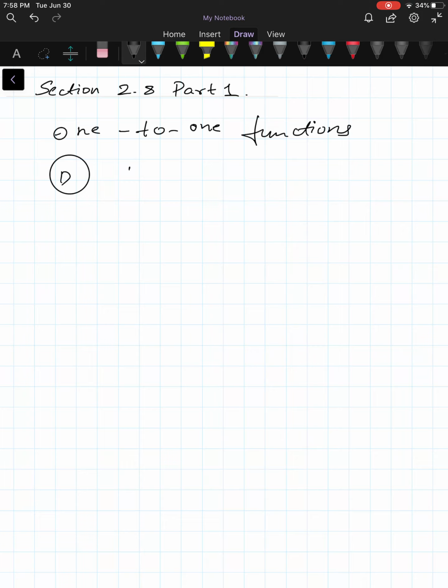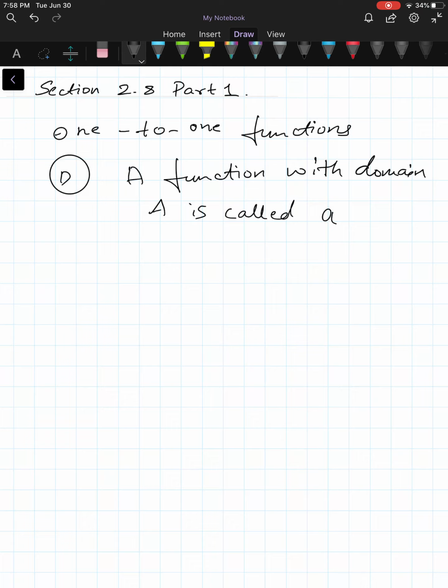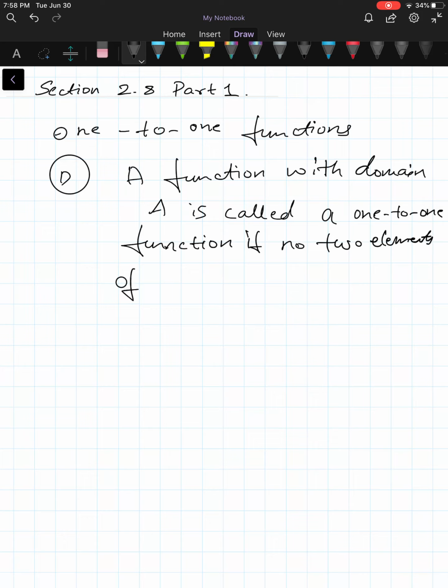To define one-to-one functions, a function with domain A is called a one-to-one function if no two elements of A have the same image.